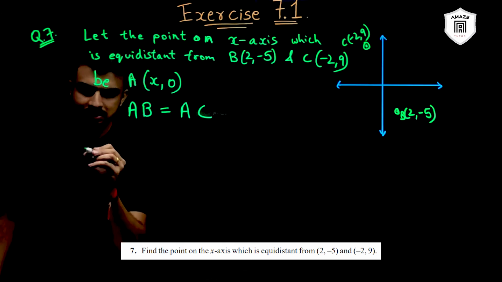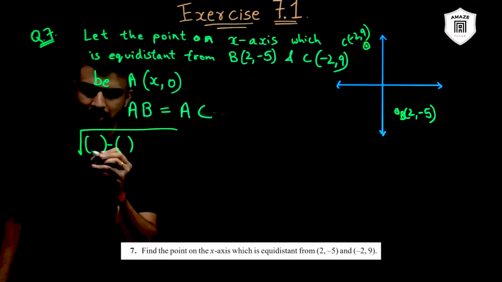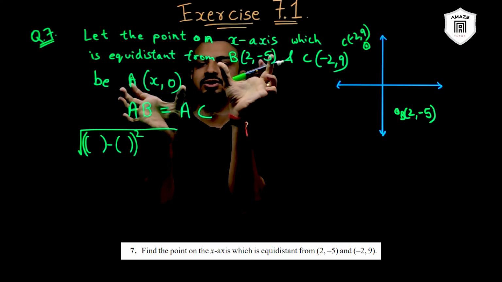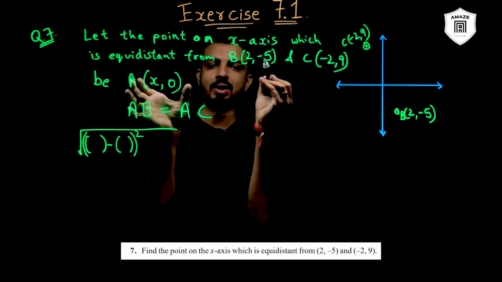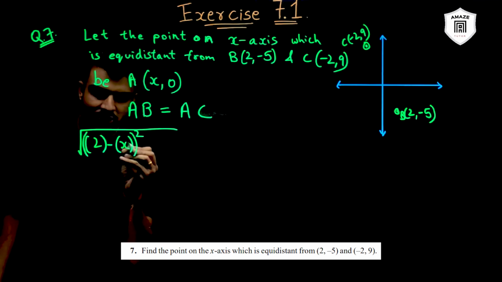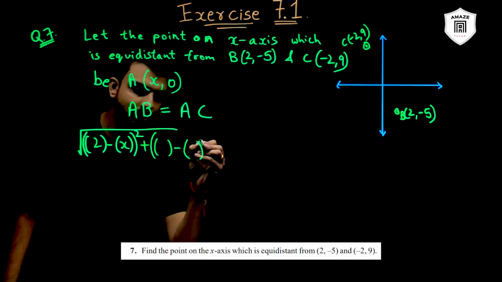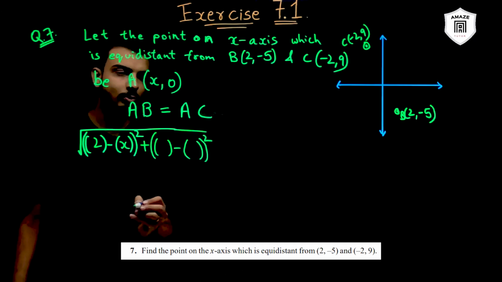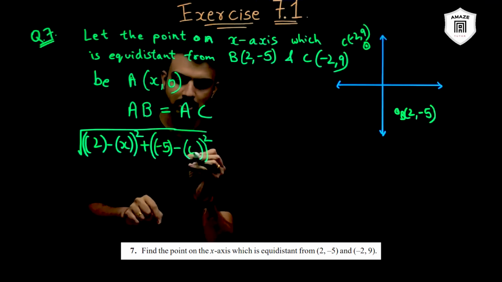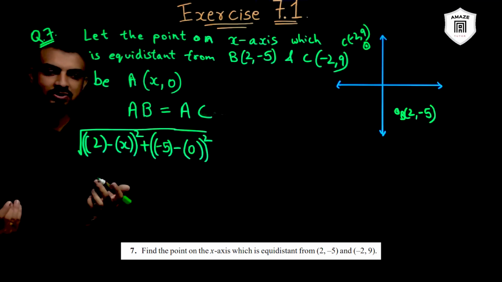The length AB is, using the distance formula, root of (x2 minus x1) the whole square, right? So here, if I consider these 2 points, this is x1 comma y1 and this is x2 comma y2, right? So x2 minus x1, so 2 and x, (x2 minus x1) the whole square plus (y2 minus y1) the whole square. What is y2 minus y1? In this, y2 is minus 5 and here y1 is 0, right? So this is the distance AB using the distance formula, right?